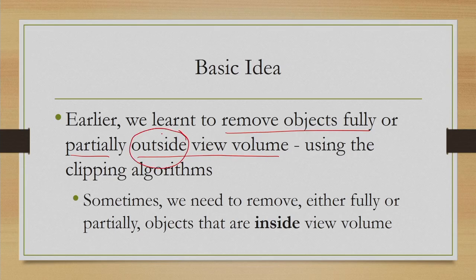Sometimes we actually need to remove, again fully or partially, objects that are inside the view volume. So, in case of clipping, we are dealing with objects that are outside the view volume, whereas in case of hidden surface removal, we deal with objects that are inside the volume. Clearly we cannot apply the clipping algorithm here, because clipping algorithms are designed to detect the objects that are outside, either fully or partially.